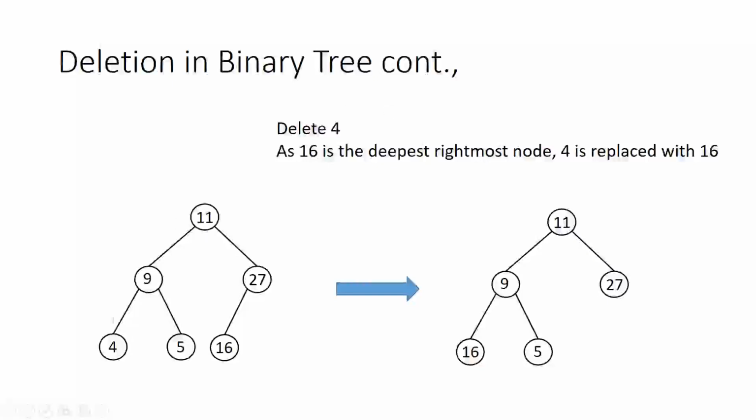In this, if you are deleting 4, what will happen? 16 should be replacing 4. So like this, the tree structure will be.